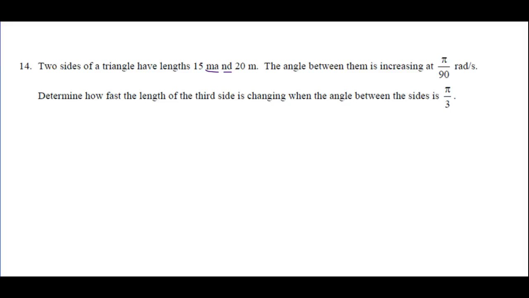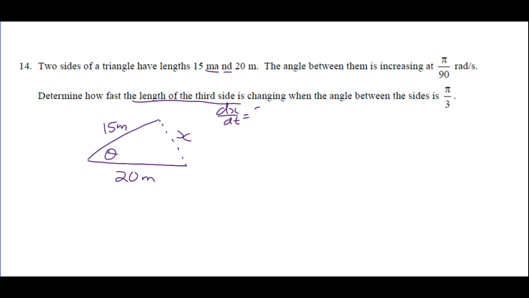Anyways, determine how fast the length, let's draw a picture. Always draw a diagram. So I got a 20 meter side, a 15 meter side. There's an angle between them, which we will call theta. There's a third side to this triangle. Let's call it x. And we want to know dx by dt. We know d theta by dt, the rate at which the angle is changing. So we need a relationship between the angle and the side. What relationship might that be?